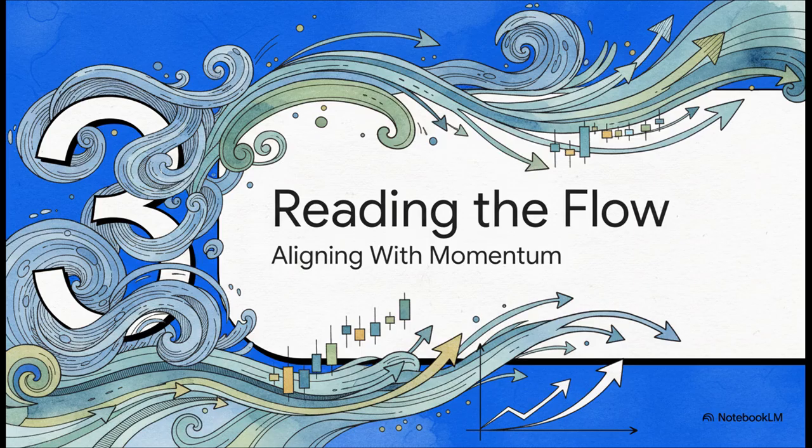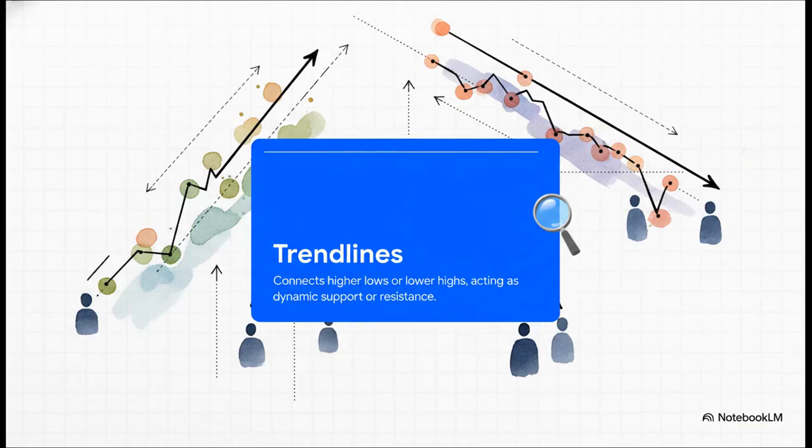Let's add another layer, direction. Our next set of tools is all about reading the market's flow, its momentum. Because let's be honest, trying to trade against the main current is a really tough way to make a living. Think of trend lines as visual guardrails for the price. You just draw a line connecting the bottoms of the pullbacks in an uptrend or the tops of the bounces in a downtrend. A lot of the time, these lines show you exactly where the big institutional players are stepping in to either support or resist the price.